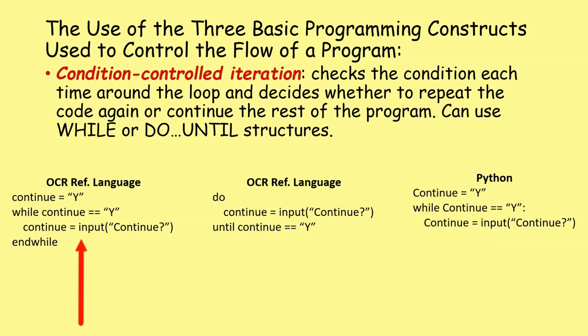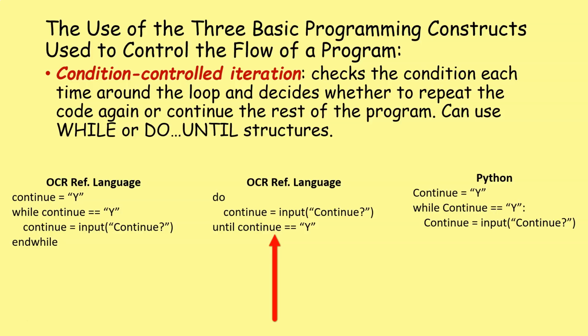Starting with the OCR reference language, we could have an example like this. Continue equals y. While continue is equal to y, continue equals input continue, end while. And this will keep repeating the question continue until you type in something other than a capital Y. The Python over here is very similar, except we are omitting the end while because we don't need that.